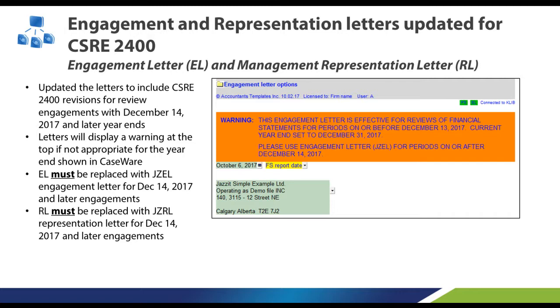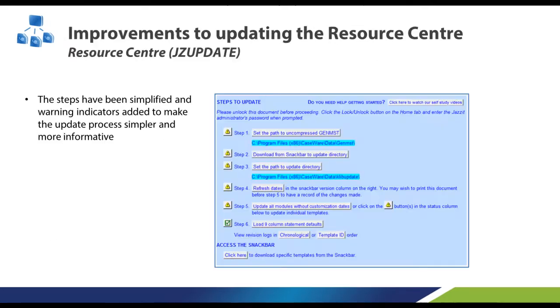The letters have also been updated to include a cautionary note which will inform the user that they are using the incorrect version of the letter, depending on the year end selected in Caseware. If you are performing an engagement with a year end of December 14th, 2017 or later, the current engagement letter and representation letter must be replaced with new versions of these templates in order to remain compliant.